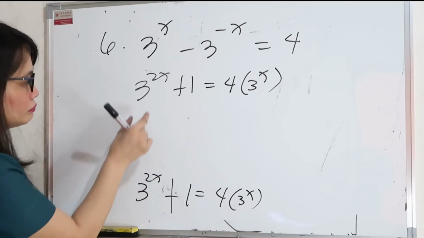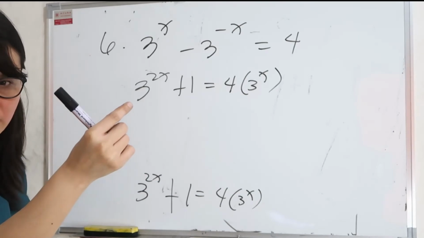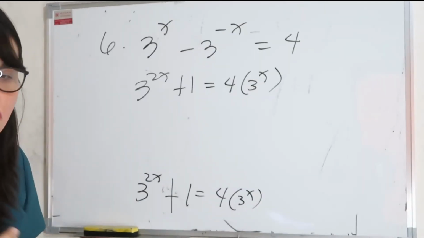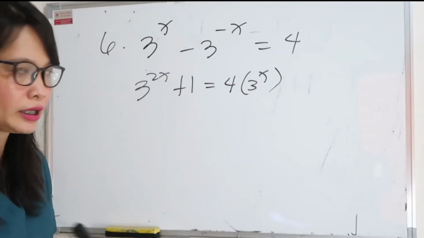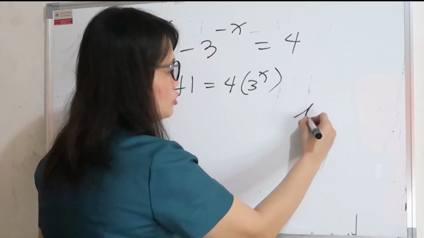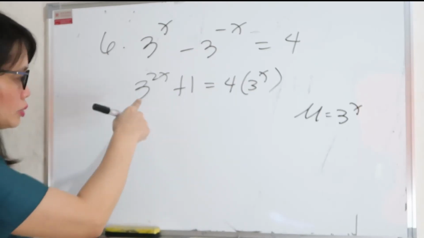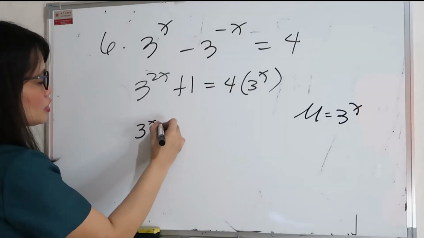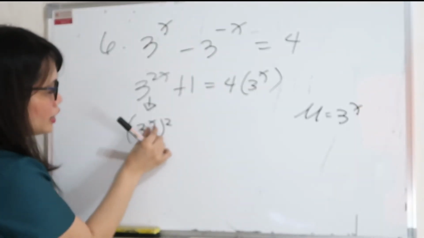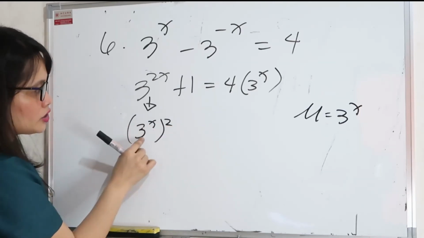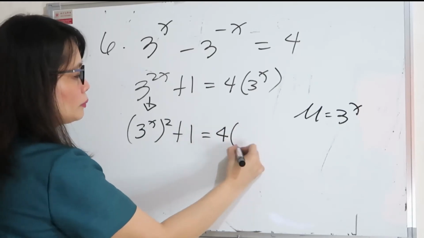What is their common? They have 3 raised to x. So meaning, we need to assign values of 3 raised to x. What do you mean by that? Let's say u is equal to 3 raised to x, so that this will become 3 raised to x multiplied by 2, which is the same as 3 raised to 2x, plus 1 is equal to 4 multiplied by 3 raised to x.